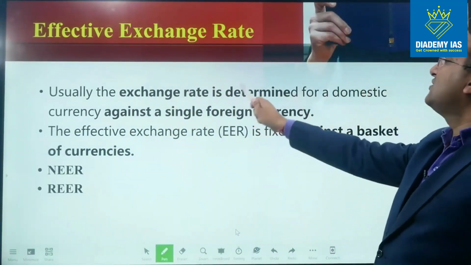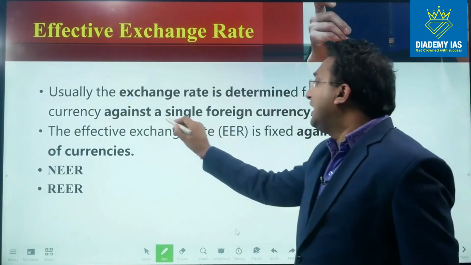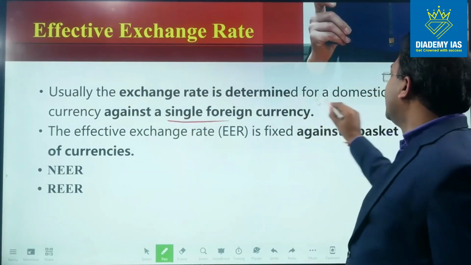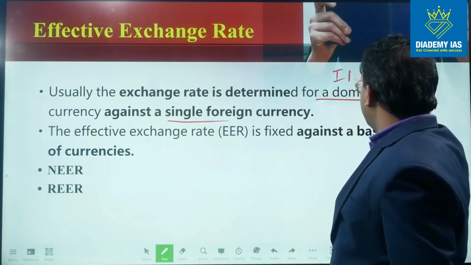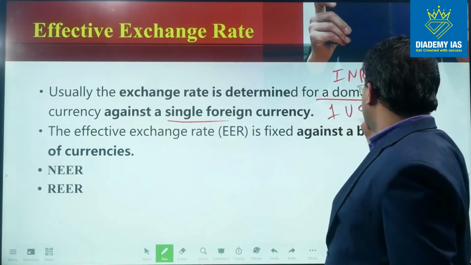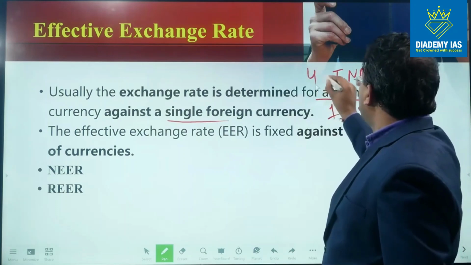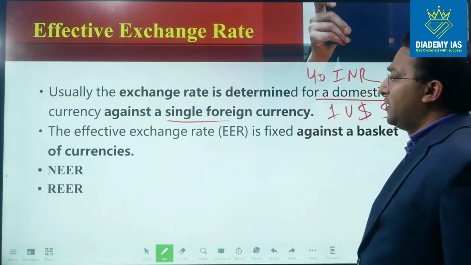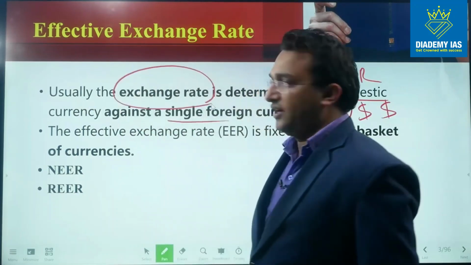Usually the exchange rate is determined for a domestic currency against a single foreign currency, right? So suppose INR, the Indian rupee, and $1, right? So 40 INR and $1. So this is called simple exchange rate. This is called exchange rate.